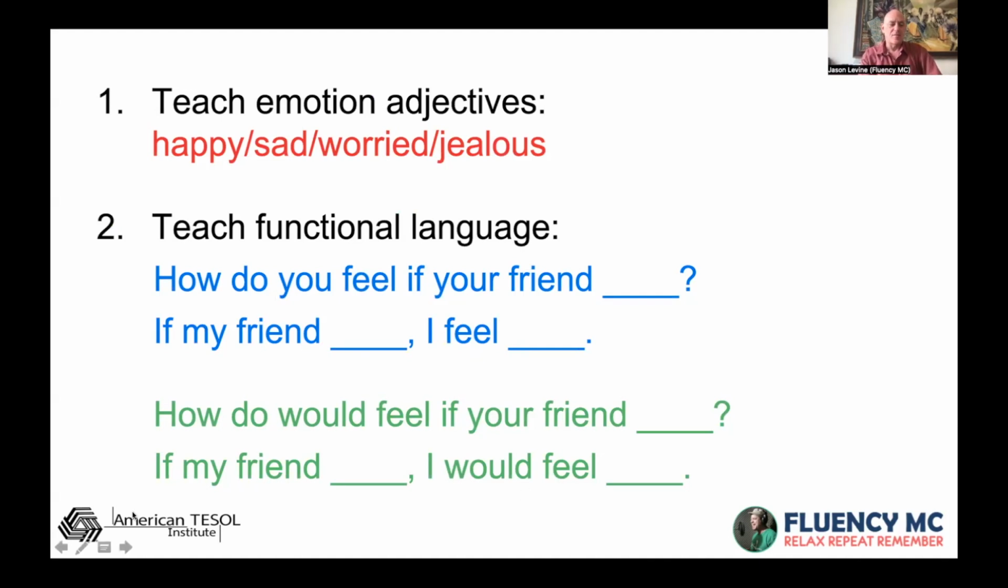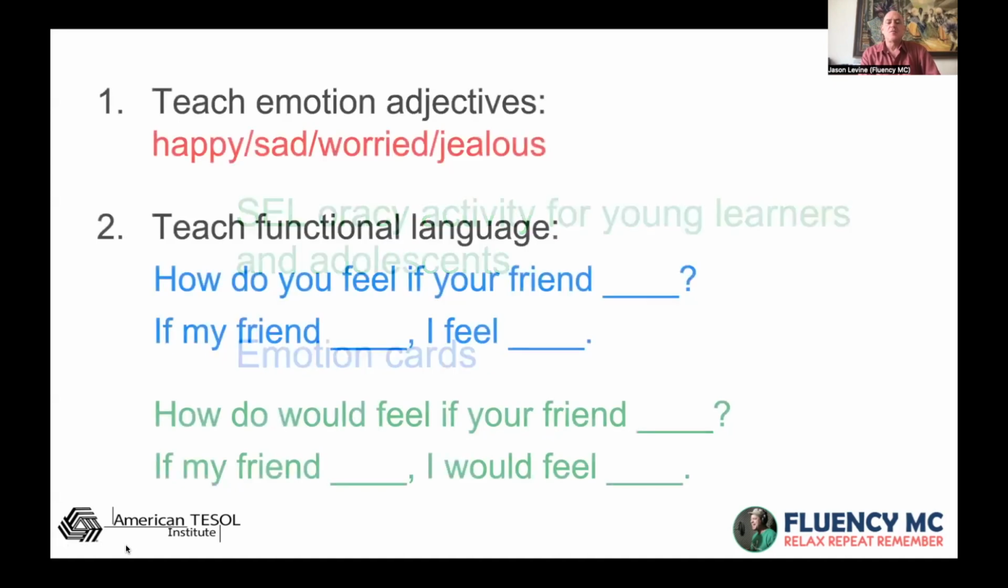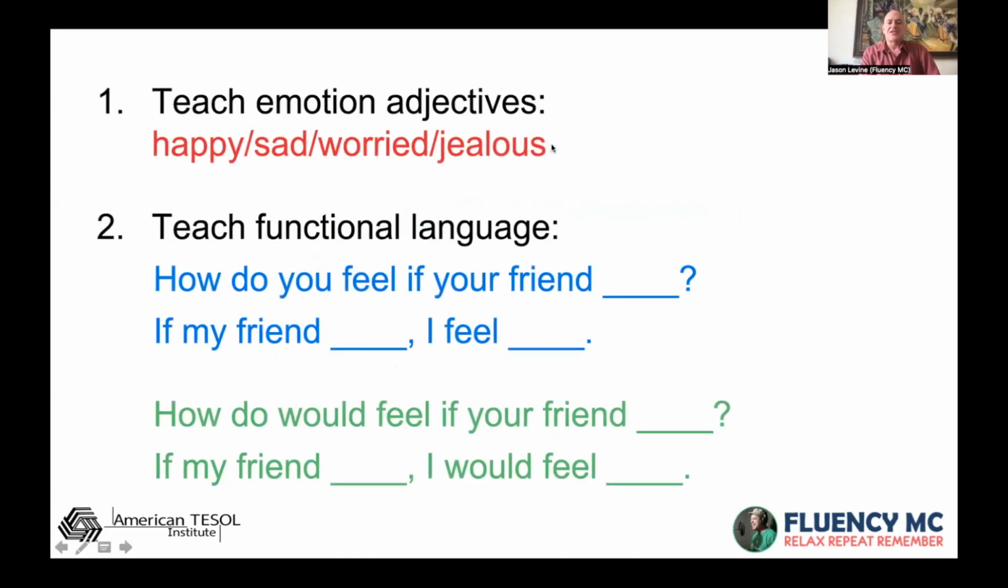Go back to the slide before, I keep going too quickly. I put here young learners and adolescents. So the emotion adjectives, you could decide which ones to teach based on their age and or their level. So happy, sad, worried, jealous, that could be A2 up through maybe B1, but then others could be, you could choose other more complicated emotions, depends what your students know, obviously.